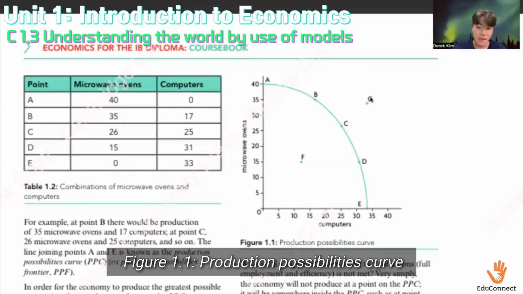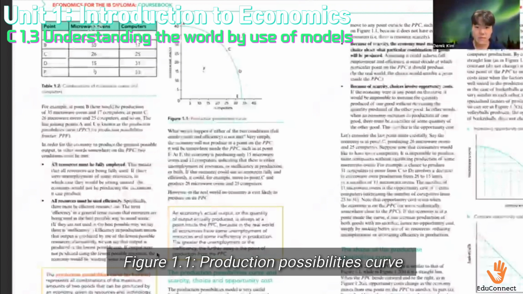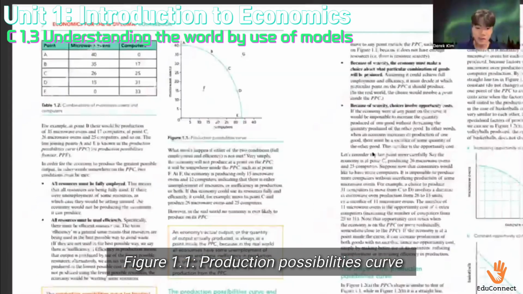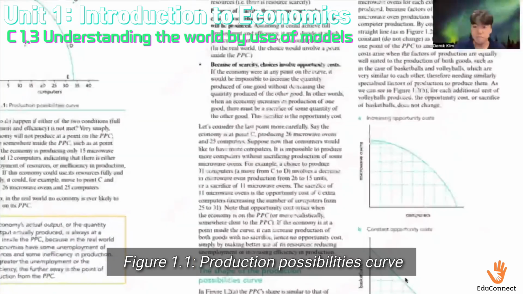Point G is unattainable. For the economy or company to be able to reach point G, they have to increase their investments in factors of production. What I explained is a summarization of this very long, boring text. Okay, we'll move on.